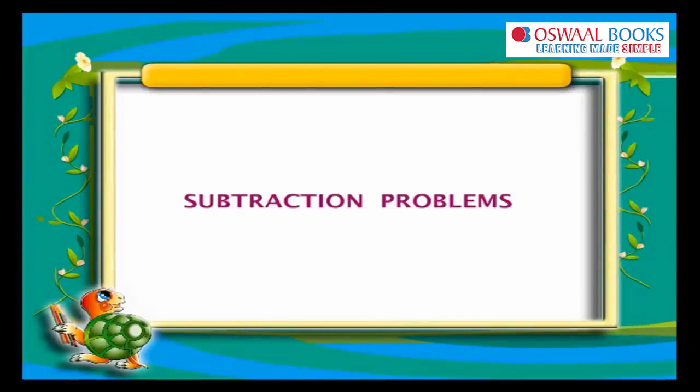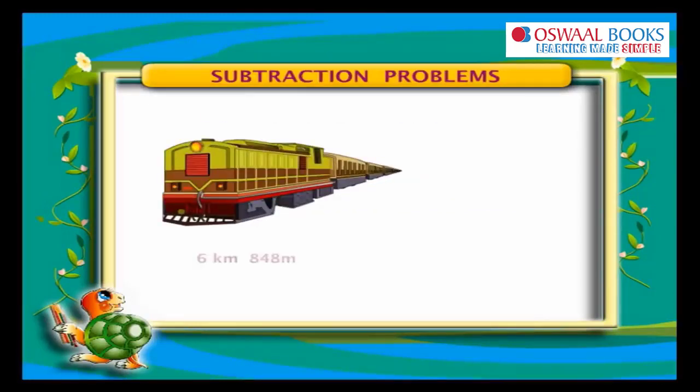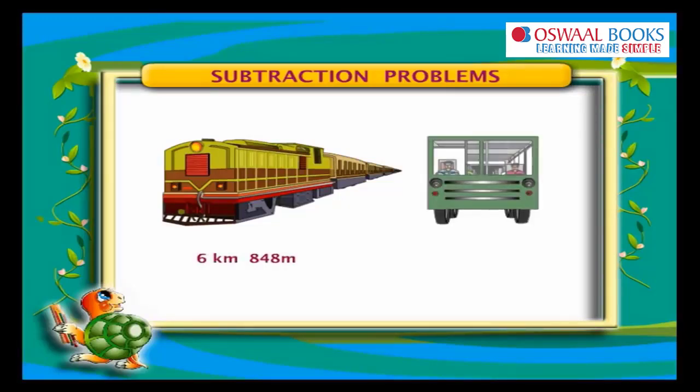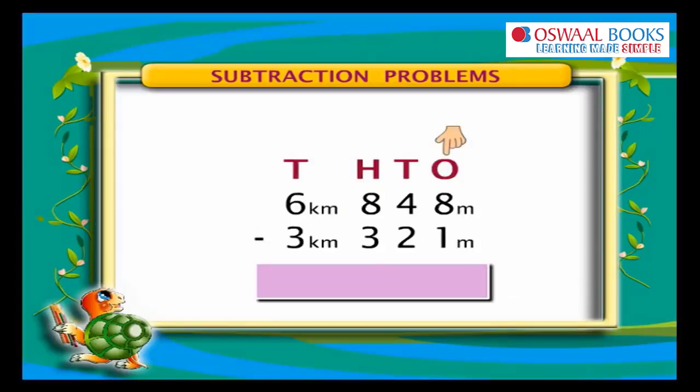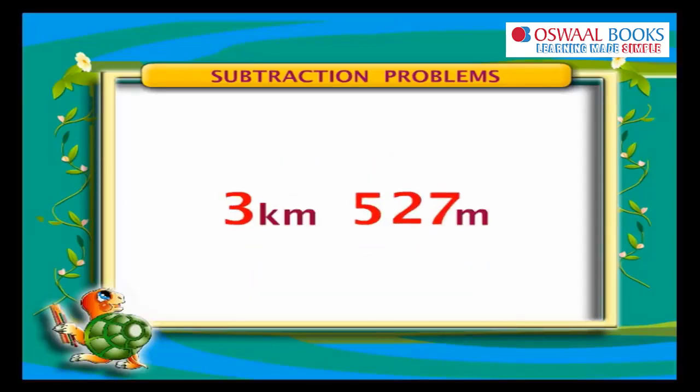Subtraction problems. A train travels a distance of 6 kilometers and 848 meters, and a bus travels a distance of 3 kilometers and 321 meters. What is the difference between the distance traveled by both the vehicles? Arrange them in columns. Subtracting ones, we get 7. Subtracting tens, we get 2. Subtracting hundreds, we get 5. And subtracting thousands, we get 3. So the difference between the distance traveled by both the vehicles is 3 kilometers and 527 meters.